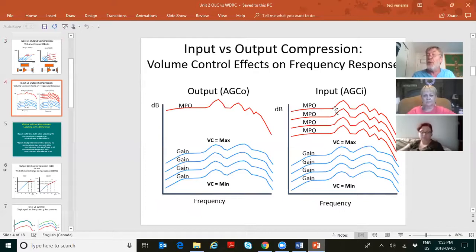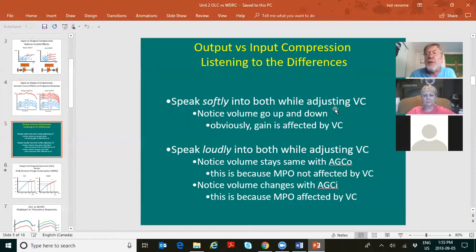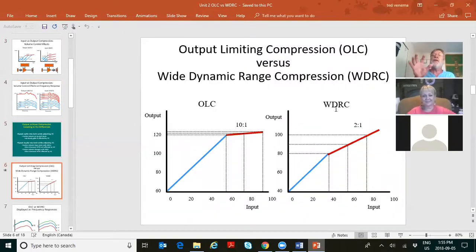You were hitting MPO, but volume control changed the MPO as well as the gain. So enough on that. That was just sort of an exercise in history. Here's where the knife cuts the cheese.